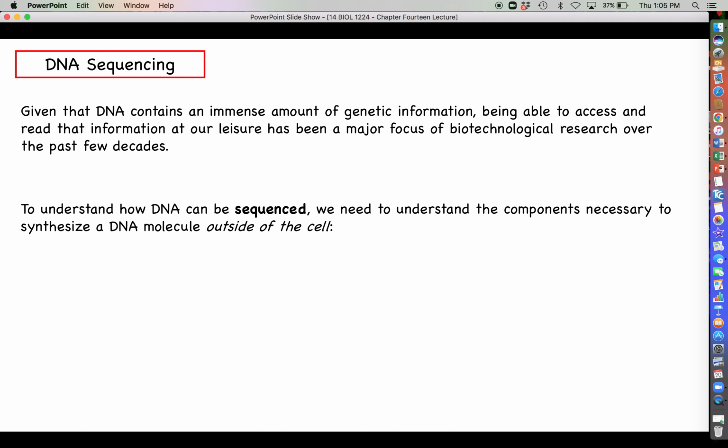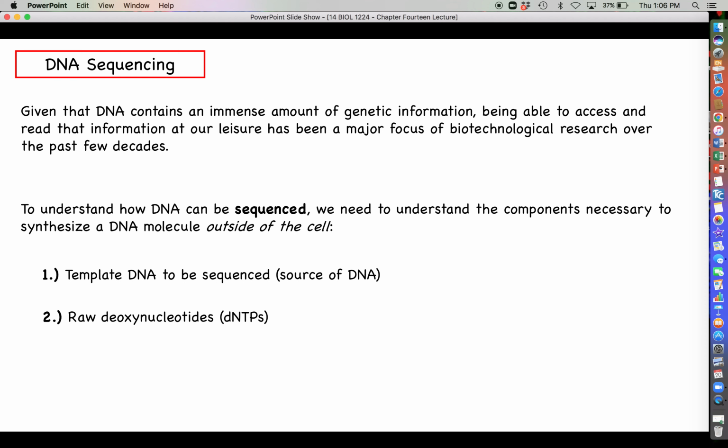So let's talk about what you actually need in order to synthesize a new DNA molecule. Now first, you have to have what is called template DNA. So in the case of sequencing, this is the source of the DNA that you want to get the information for. You want to sequence this piece of DNA. If you're not sequencing and you just want to make a copy of DNA, you've got to have some double-stranded DNA to start with.